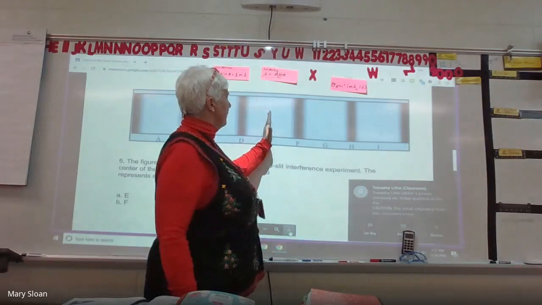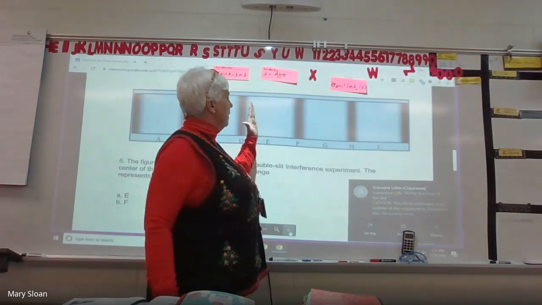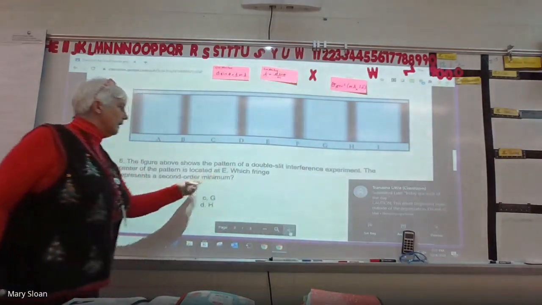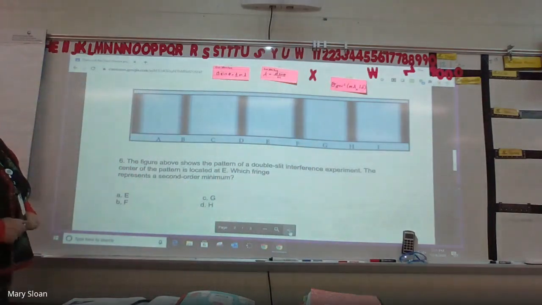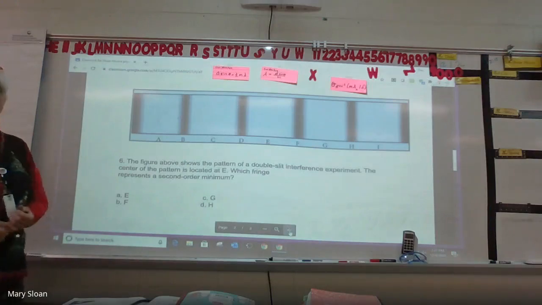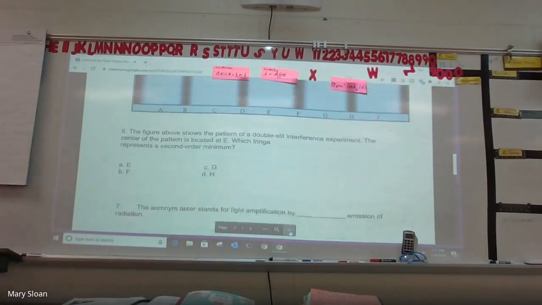Because if you remember, when we're talking about a dark fringe and a light fringe, right? When we're talking about that, it should always be to the right when we're talking about this type of fringe for second order. If you count over two, guess what? That's your second fringe. So let's look at the next question.